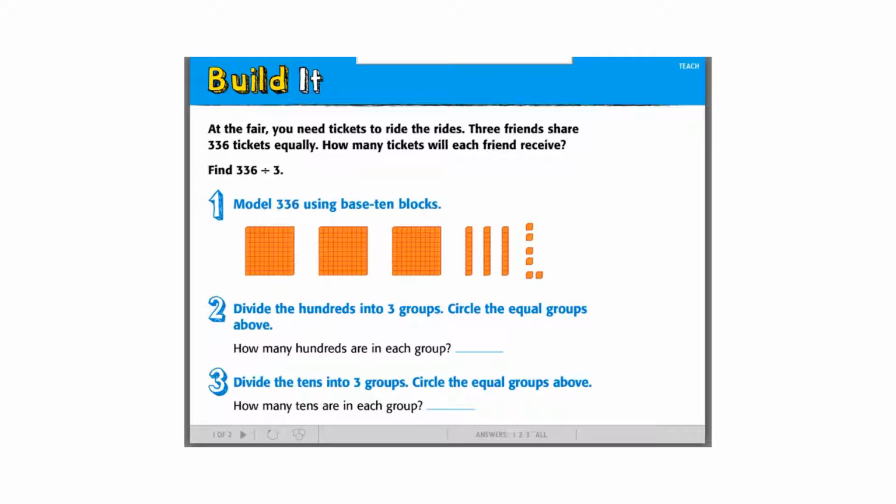At the fair, you need tickets to ride the rides. 3 friends share 336 tickets equally. How many tickets will each friend receive? If I use a model, you can see over here, here's 100, 200, 300. The big squares represent the hundreds models. The longs represent the tens, and these ones over here represent the ones.